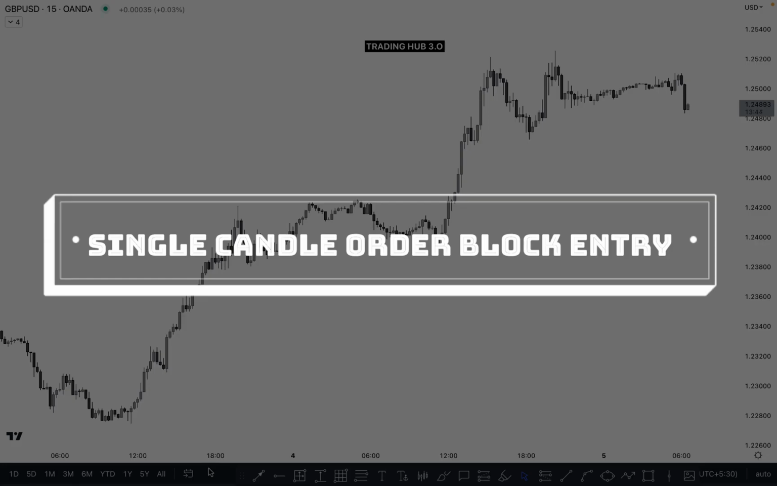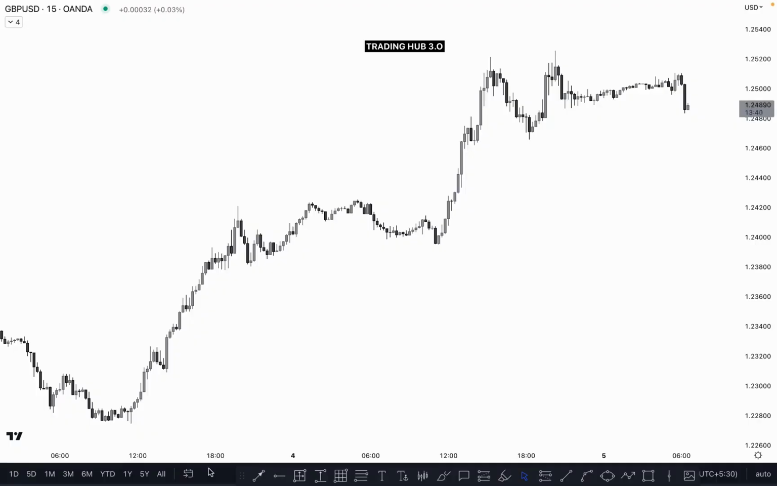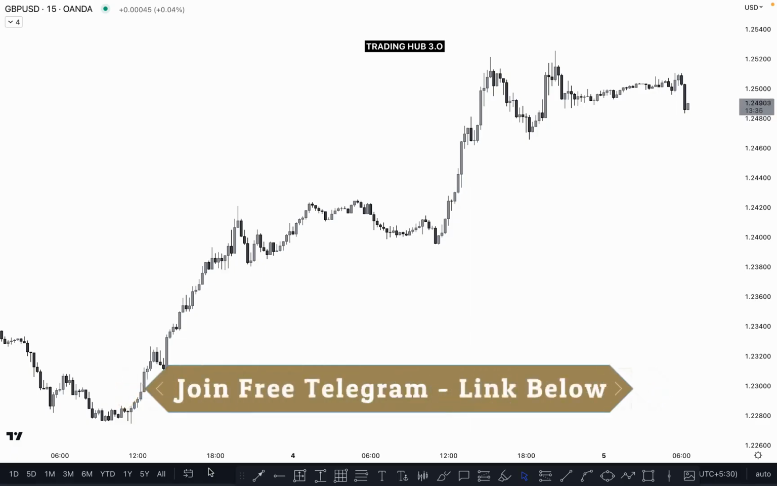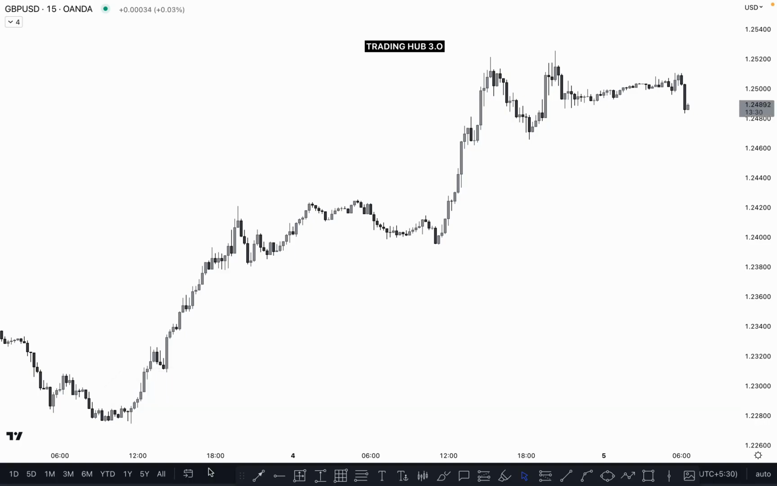In this video, we are going to talk about what is a single candle order block, how we can identify them, and what criteria you should follow before marking a single candle order block. First of all, you have to understand what a single candle order block is. A single candle order block is basically created in an impulsive and corrective wave.